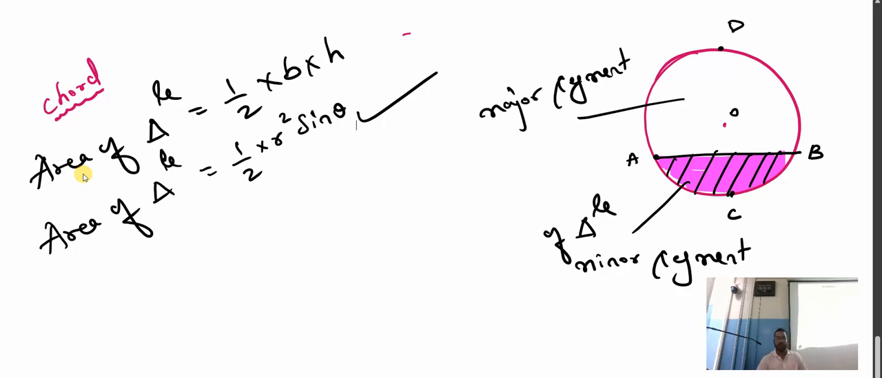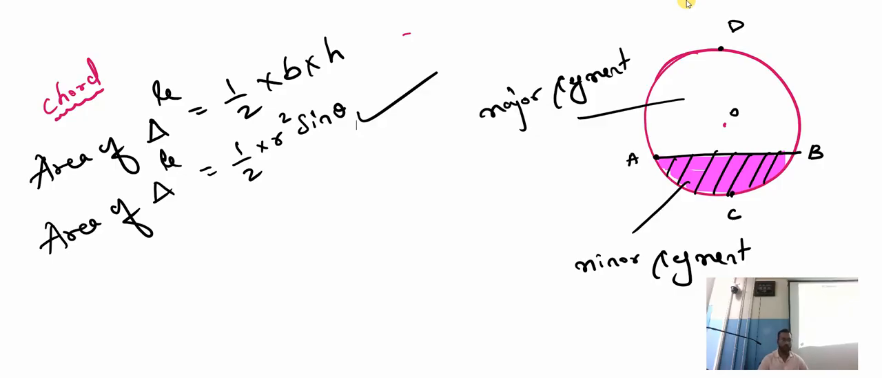Just draw this figure. First copy it on this figure. Copy it on this figure. How I have shaded, just shade in the same form. Write this as minor segment and write this region as major segment.